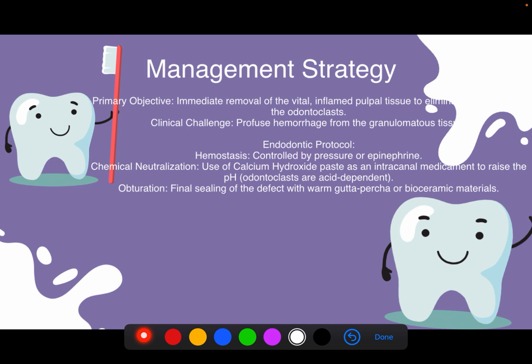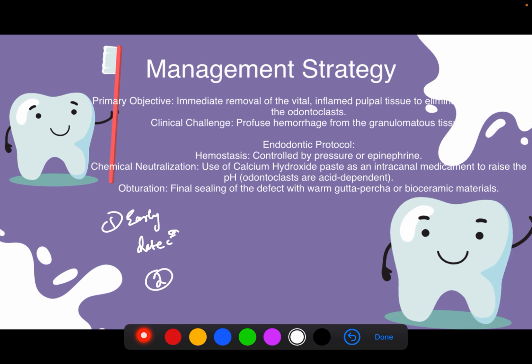Now, let's move into the clinical management. In the first step, if it is detected early, the treatment is to remove the inflamed pulp tissue. We complete root canal therapy, with thorough cleaning and shaping. The basic objective is to eliminate the blood supply that is sustaining clastic activity, because reabsorption is dependent on vital inflamed tissue.